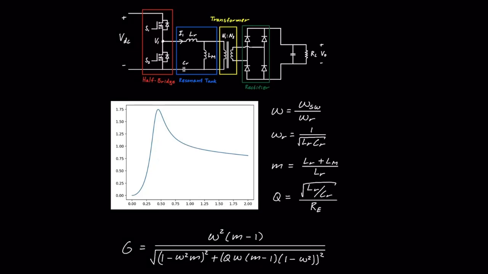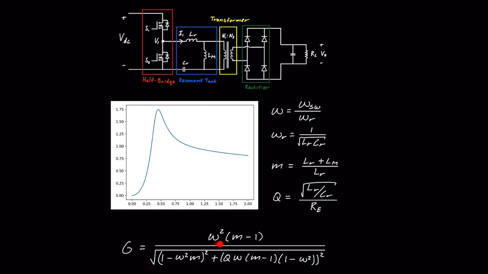In this video, I'll show you how to control the LLC converter. So we want to control the output voltage, and this can be controlled by changing the gain of the resonance tank. The gain of the half bridge and the transformer are constant, so we can neglect them when we're doing the calculations. So the gain of the resonance tank is given by this formula.